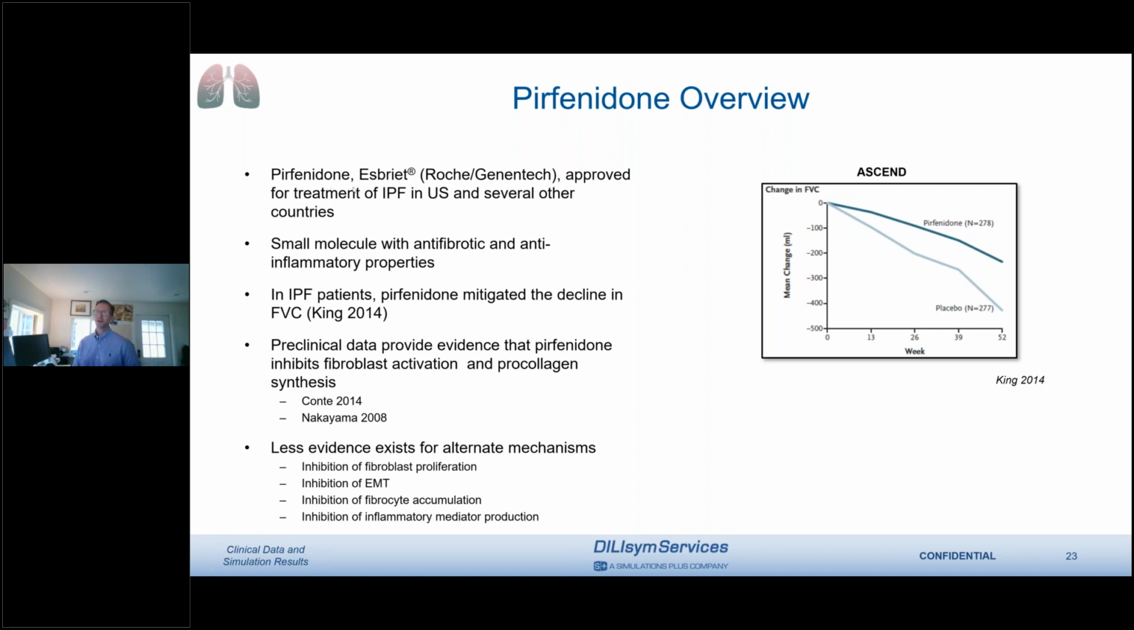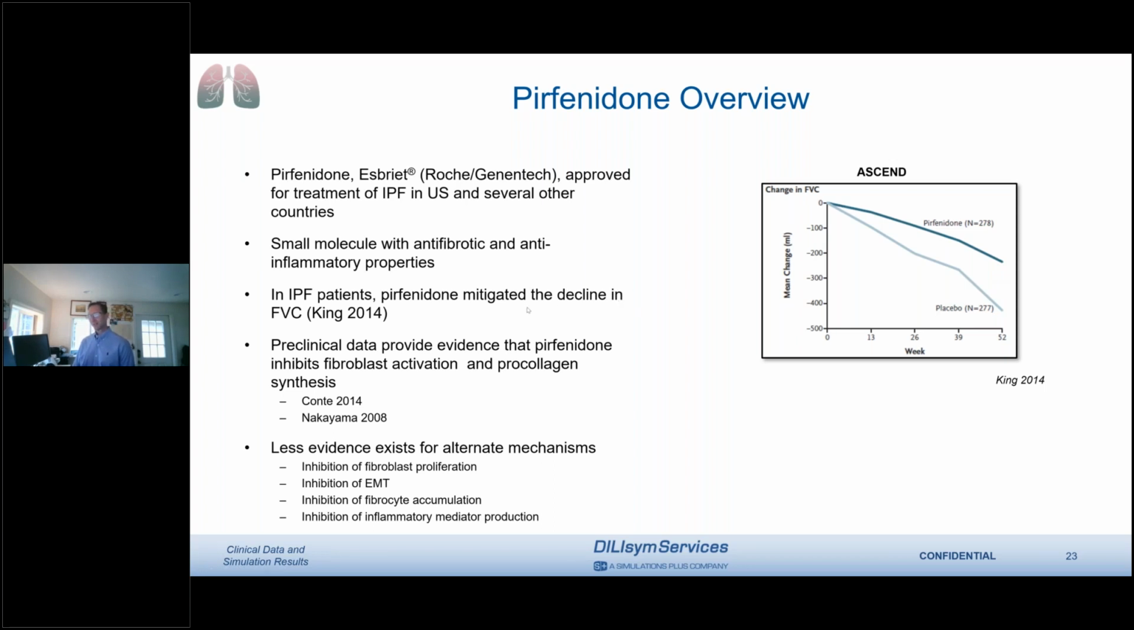It's also known as Esbriet, and entered the market several years back. And it was data such as this phase 3 data, King 2014 reported, where there's, as you can see in the placebo group, a worsening of forced vital capacity over time. But with pirfenidone on board over that same 1 year period, the rate of decline was abrogated. It was not nearly so bad. And so that improvement in disease progression really persuaded regulators to allow pirfenidone to enter the market.